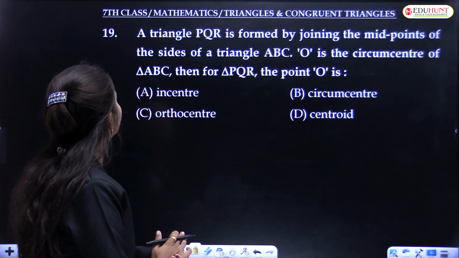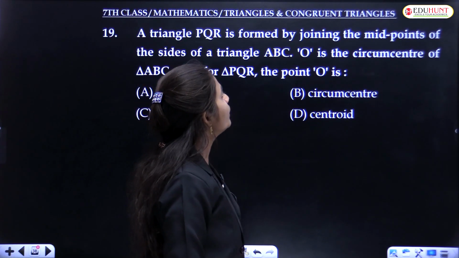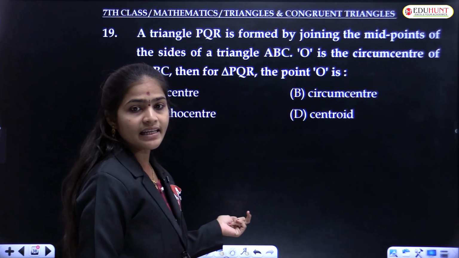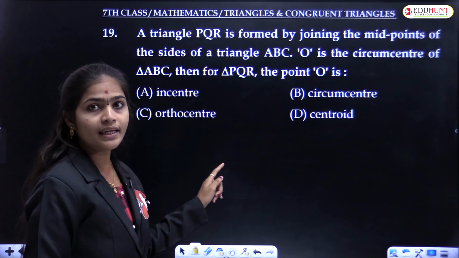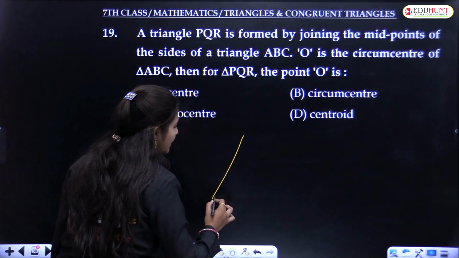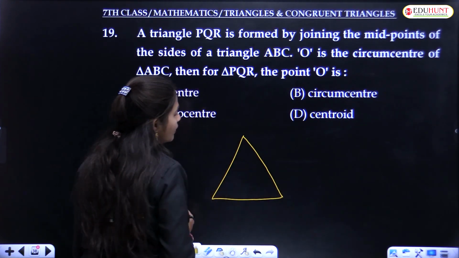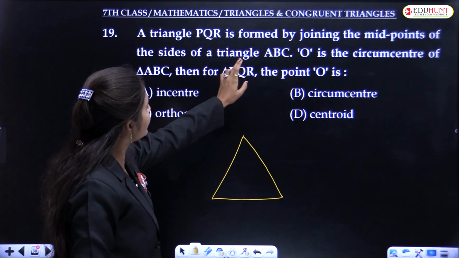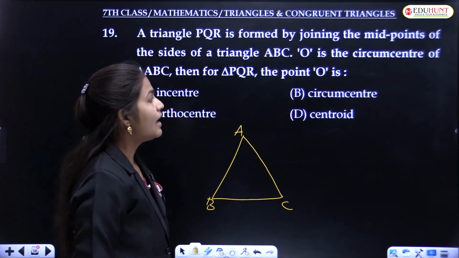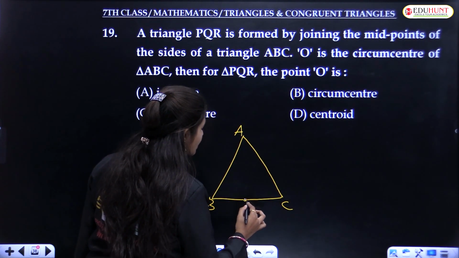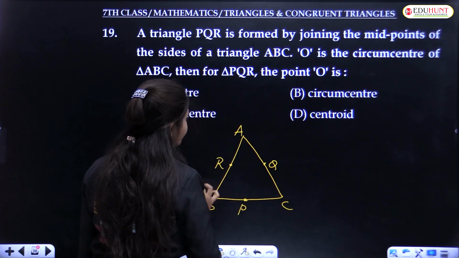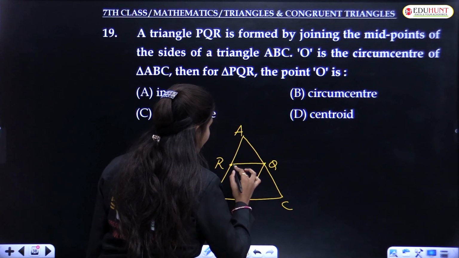Yes, see here. A triangle PQR is formed by joining the midpoints of the sides of a triangle ABC. Once again read that question properly. A triangle PQR is formed by joining the midpoints of the sides of a triangle ABC. So here the main triangle is ABC. Is it clear? And here the midpoints are PQR. So this is P and this is Q and this is R. So here we can observe one of the triangles.